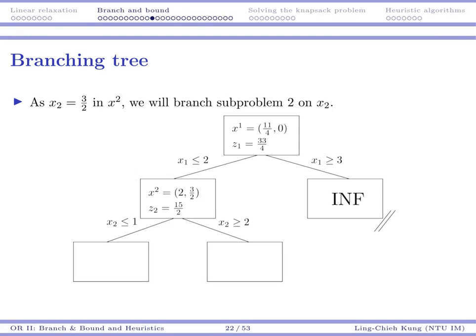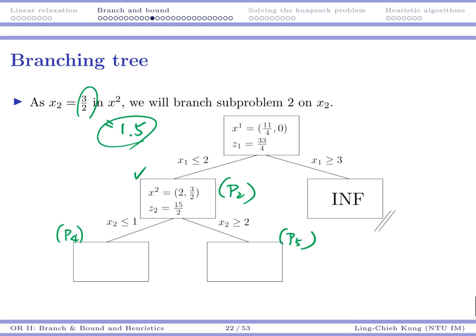Okay, so we need to move on because x2 in our solution is 3 over 2. In that case, we need to further split our problem P2 into P4 and P5 by adding two constraints. We add x2 less than or equal to 1 and x2 greater than or equal to 2. Why is that? Because this value is 1.5, which is within 1 and 2, so we need to eliminate the possibility for it to be 1.5. That's why we add these two constraints.